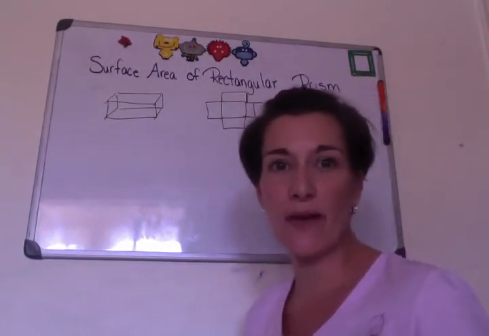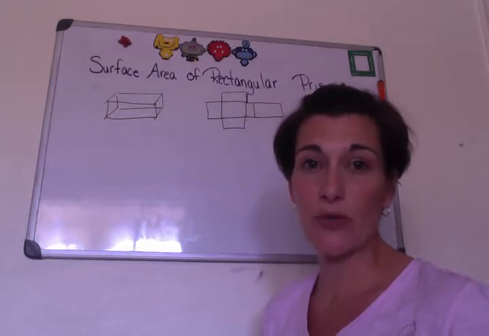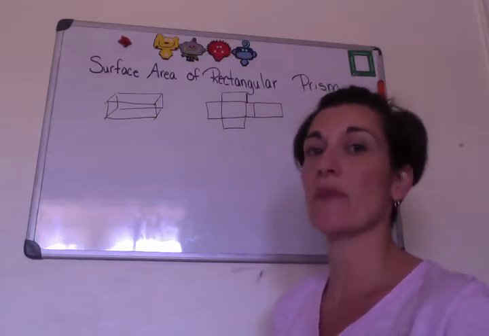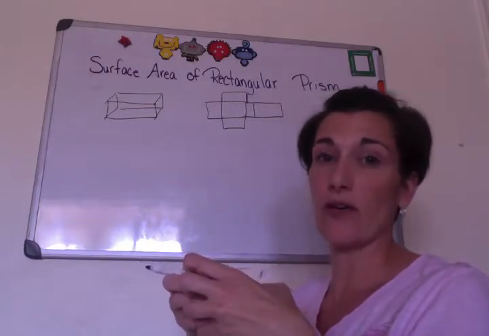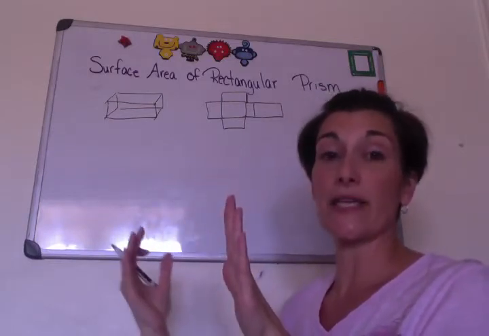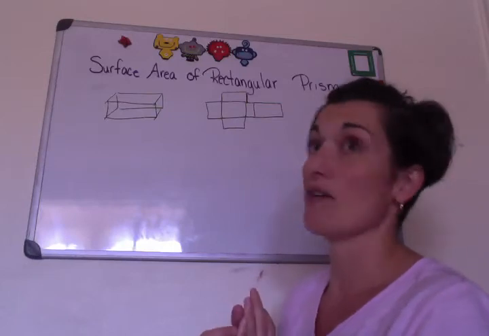So we've been talking about volume. We learned about volume of a rectangular prism and volume of a triangular prism. Now we're going to go back into not finding out what's inside the volume, but we're going to figure out all of the outside components. So we're going to figure out the area of all of the shapes.